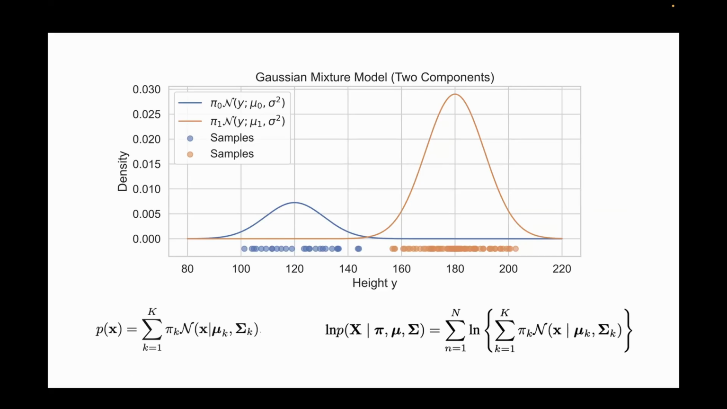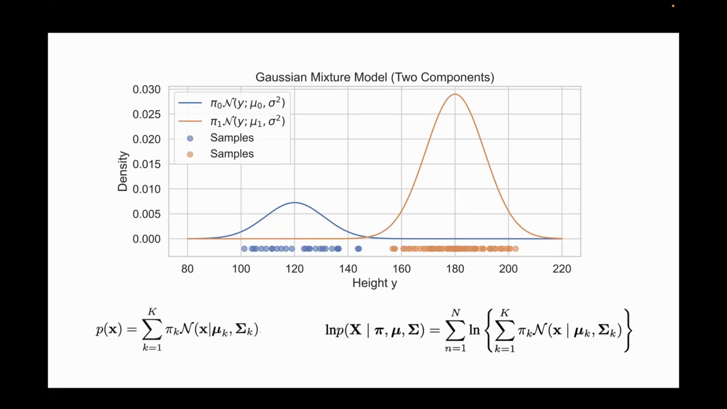Roughly speaking, it just quantifies the impact or contribution of each Gaussian to the total distribution. For example, here we can see there are more data points of this orange color than of this blue one. So we can expect this pi k to be larger for this Gaussian than for this Gaussian. It's just like a proportion for both of the distributions.